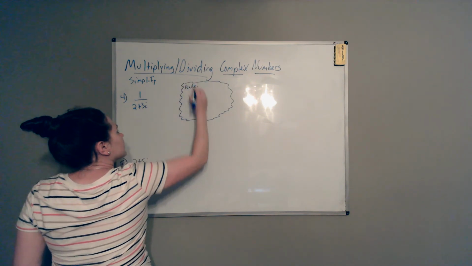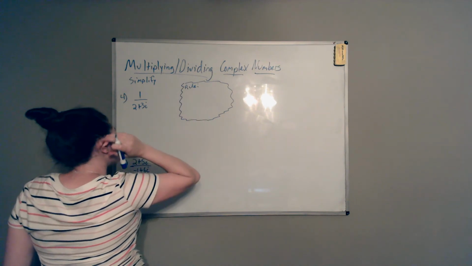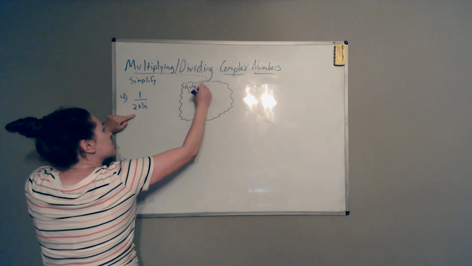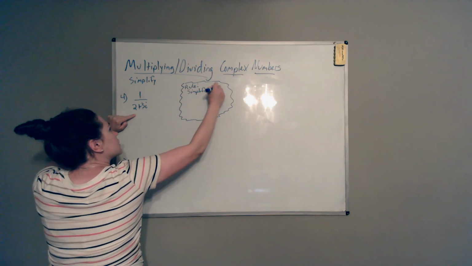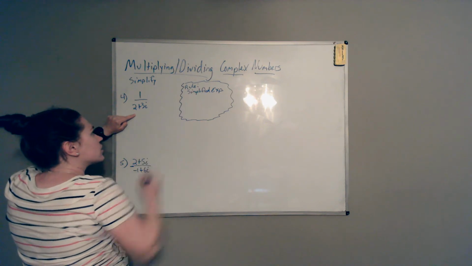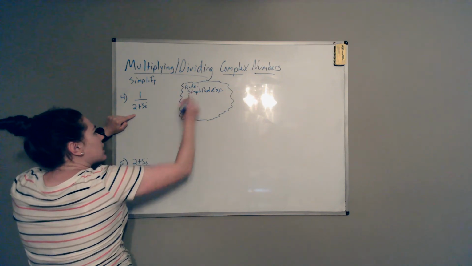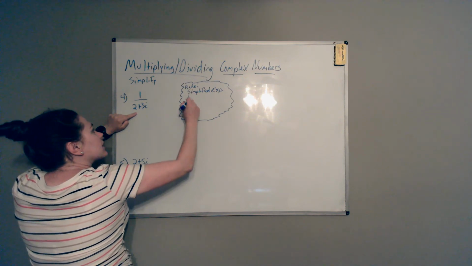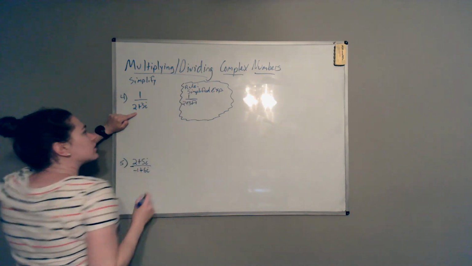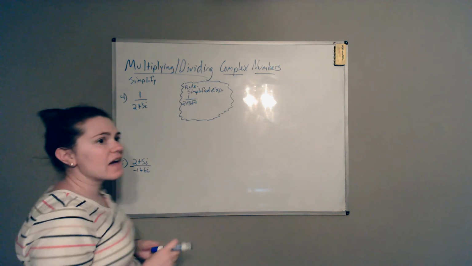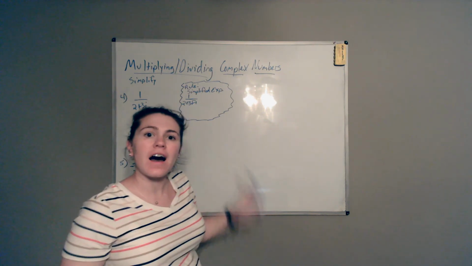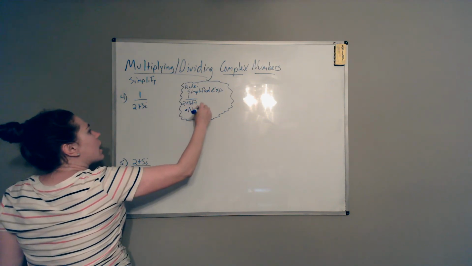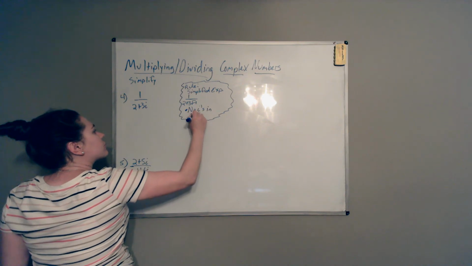In a simplified expression, you cannot have a square root in the denominator, okay? In a simplified expression, you cannot have a radical in the denominator. Now remember, i is the same as the square root of negative 1. So you technically have a radical in the denominator if you have i in the denominator. So in a simplified expression, no i's in the denominator of a fraction.